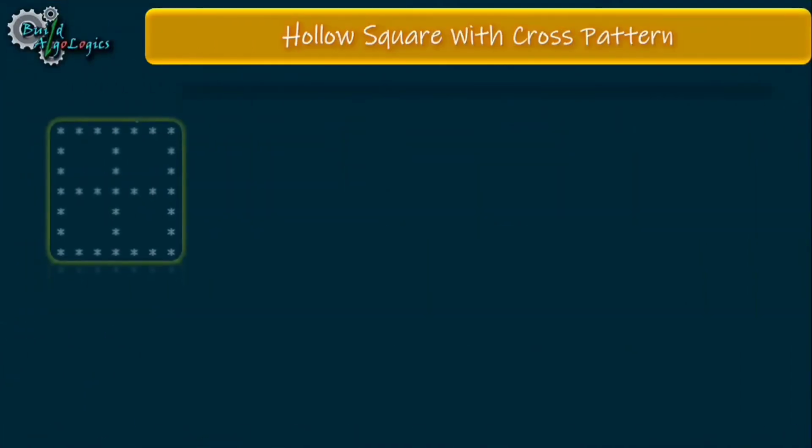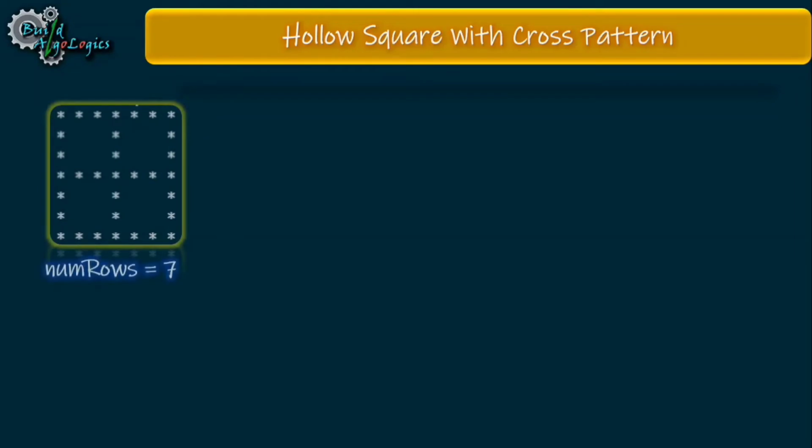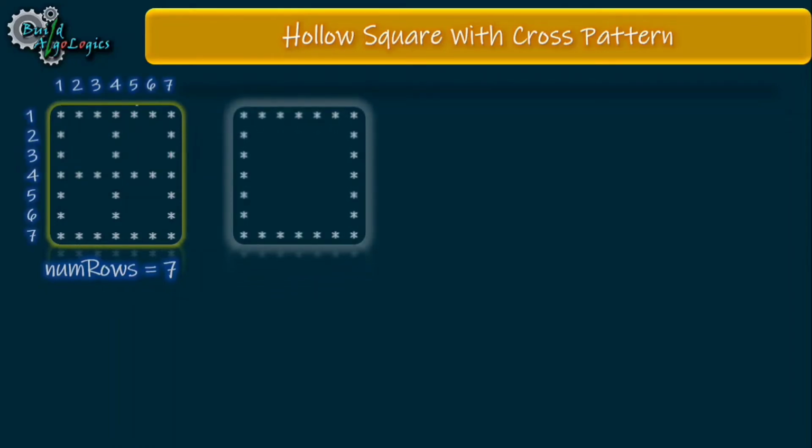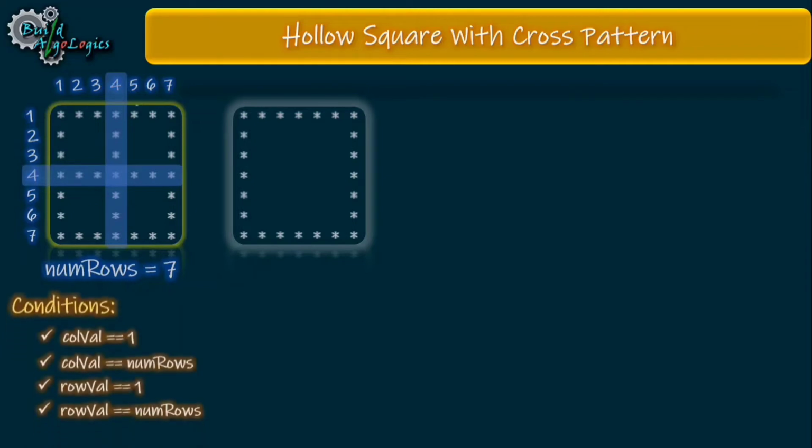Now we'll see how we can approach writing the code for printing this pattern. Here also the number of rows is 7. By carefully looking at this picture, we can conclude that this pattern is very similar to the one that we already printed earlier. Only this part is different here. It means that all the conditions of the hollow square pattern will also be valid for this pattern. Now we just need to find some way to print these two parts.